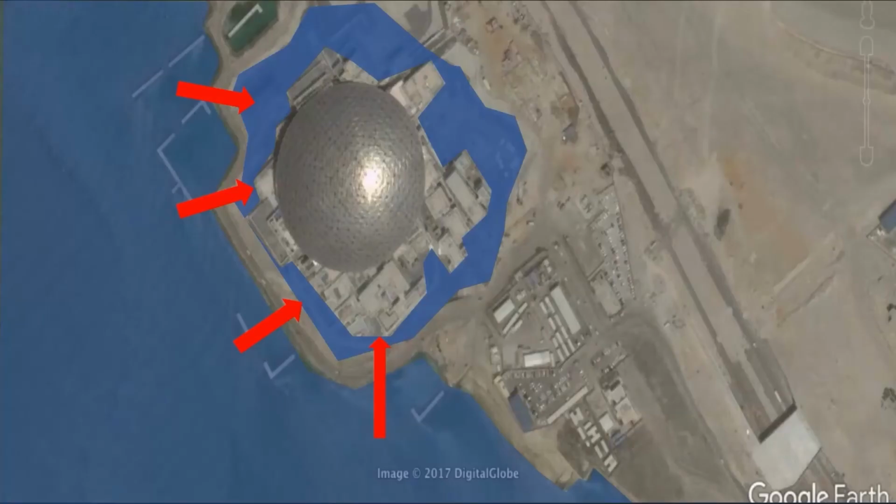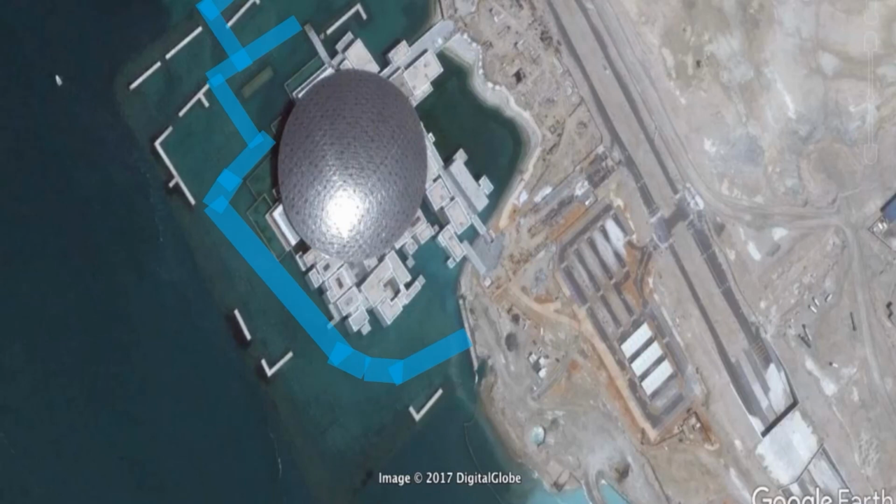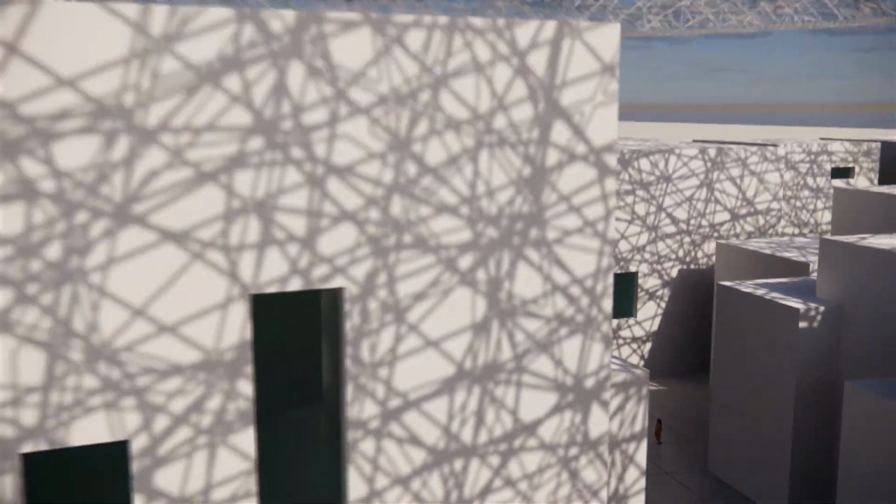The final step is to raise the sea level by pulling more seawater inside the temporary wall and around the Louvre Abu Dhabi. Then they remove the hydro barrier and allow the Louvre Abu Dhabi to be on the sea. Finally, the Louvre Abu Dhabi designed by Jean Nouvel was born.